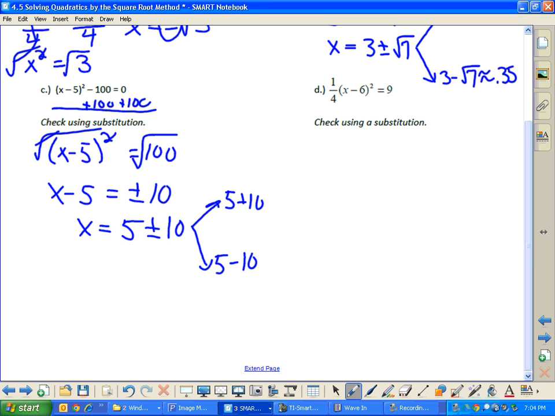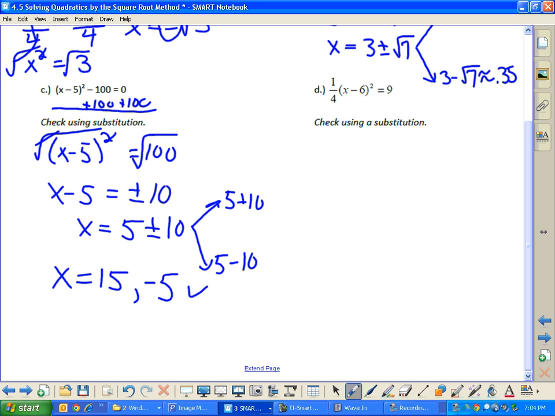So when I simplify these expressions, 5 plus 10 is 15. 5 minus 10 is negative 5. And you can plug them in to the original equation. If I do 15 minus 5, that's 10. 10 squared is 100 minus 100. Oh yeah, that's 0. Negative 5 minus 5 is negative 10. Square it up, you get 100. 100 minus 100 is 0. So both of those answers work.